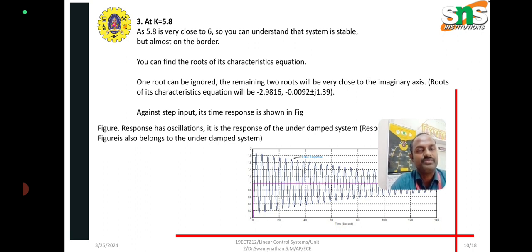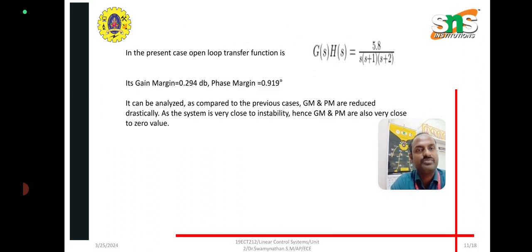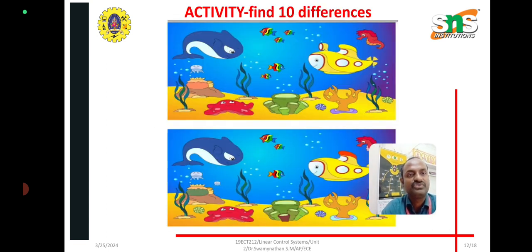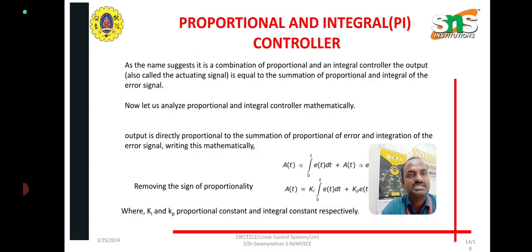At K equal to 5.8, which is very close to 6, the system is still stable but close to the border. So this is the case of K equal to 5.8. In the present case, the open loop transfer function is 5.8 divided by s(s+1)(s+2), the gain margin is 0.294 dB and the phase margin is 0.919 degrees. As compared with the previous cases, it is reduced drastically. Following the activity, we will discuss the proportional and integral controller.